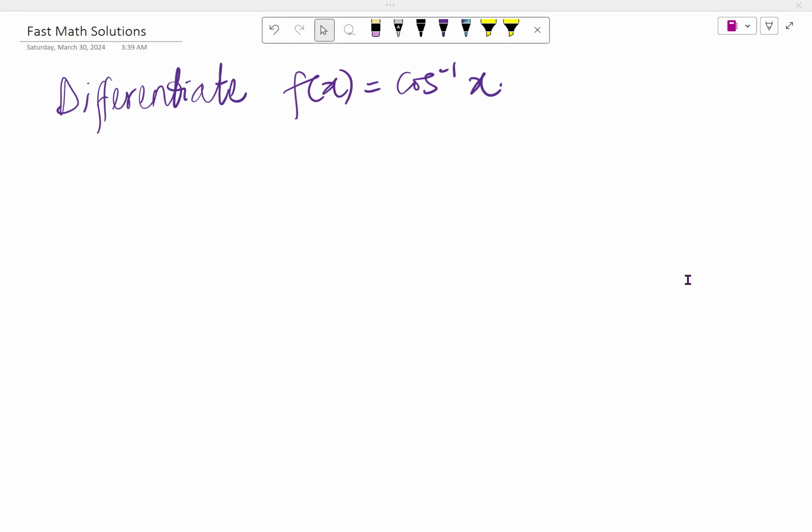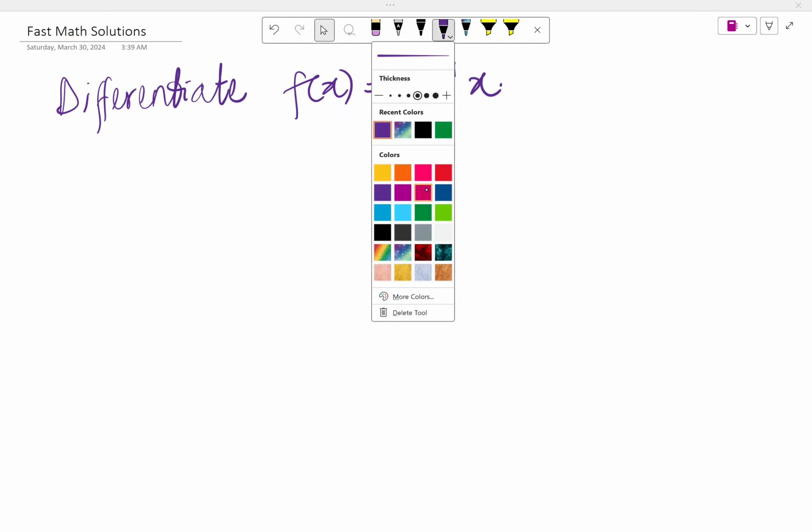In this video, I'll be solving this problem to differentiate f of x equals cos inverse of x. That's arc cos of x. That is what this is about. Get ready as we go on this journey.